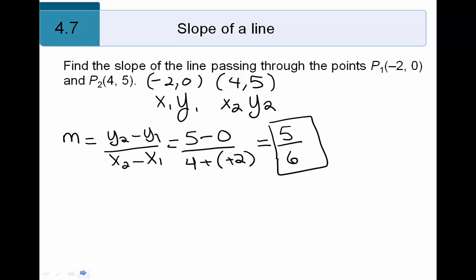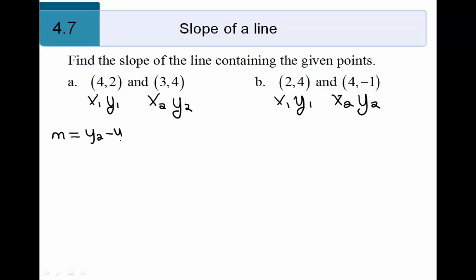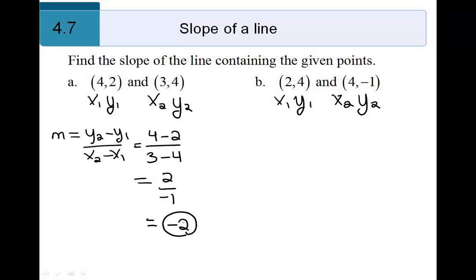Let's practice a couple more. Find the slope of the line containing the given points. Just going to rewrite the slope formula. I like to do that whenever I'm using a formula. I like to write the formula first. So I'm going to have 4 minus 2 divided by 3 minus 4. This equals 2 over -1, which equals -2. That would be the slope of the line.